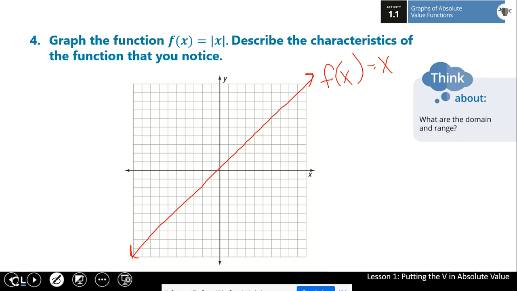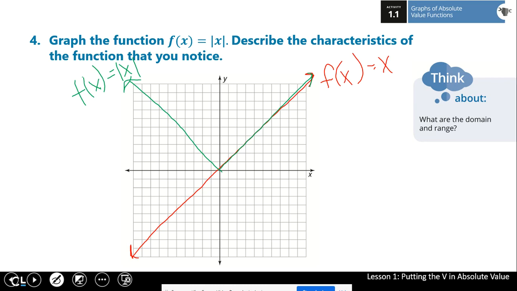So next, I'm going to plot f of x equals -x. And again, I'm going to roughly sketch this, but on your paper, make sure you're plotting the actual points. And this is our f of x equals the absolute value of x.